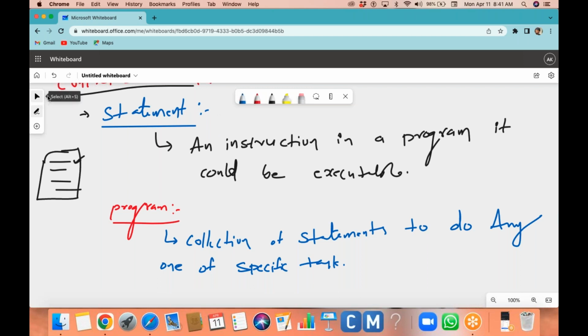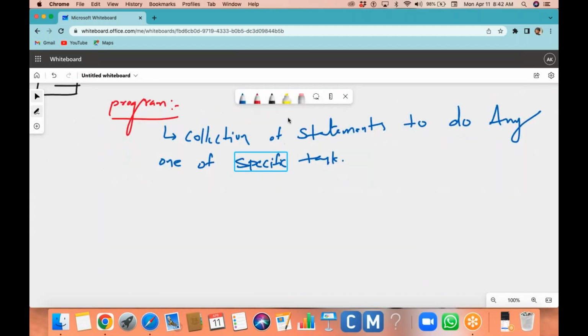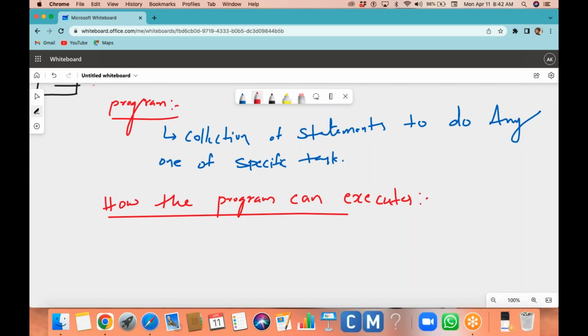So, statement means it's a very simple thing, an instruction that could be executable in a program. And program means we collect some statements to do any one specific task, right? My question is here: how can the program execute? How can the program execute? Tell me how the program can execute.